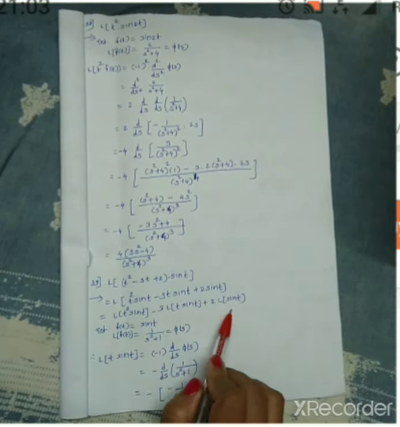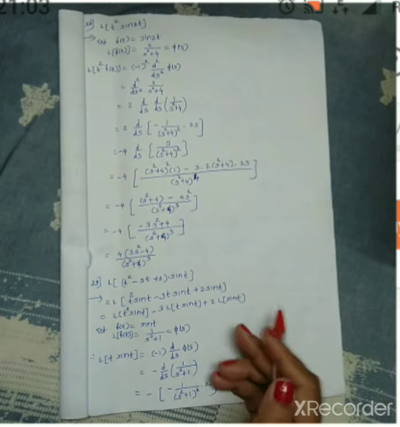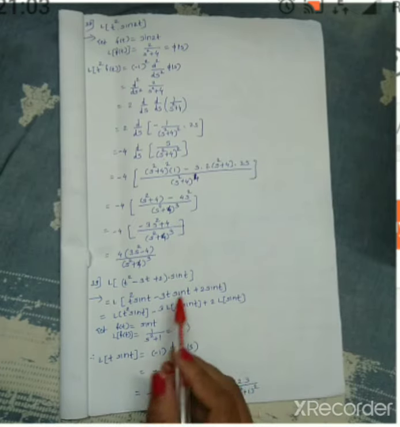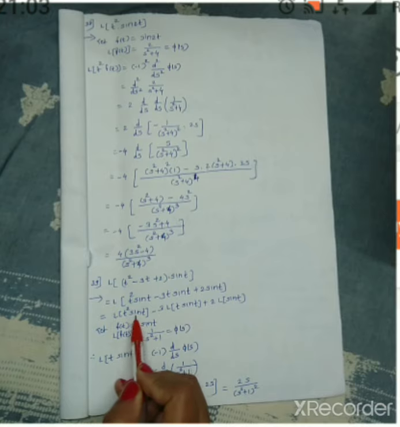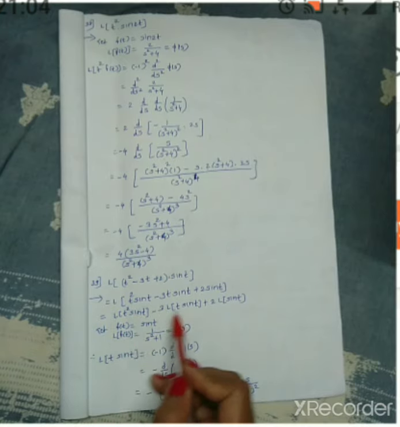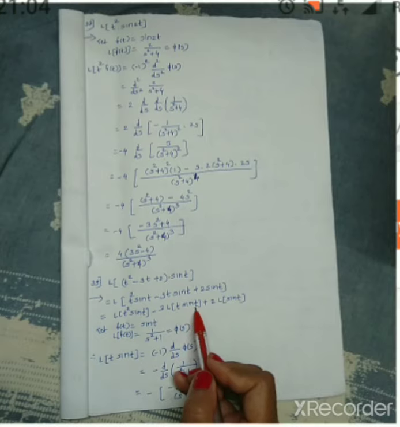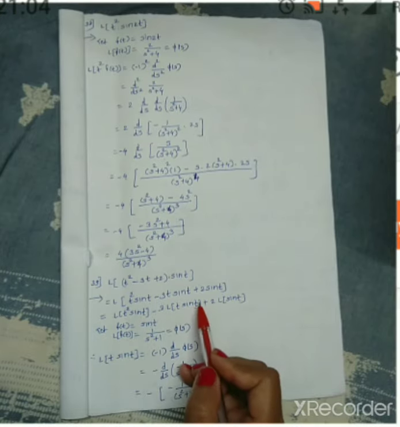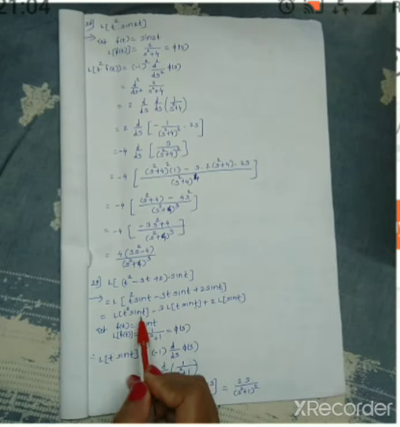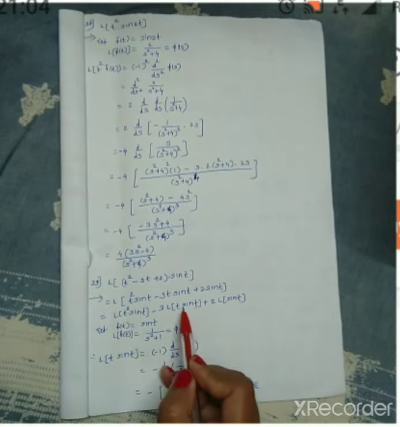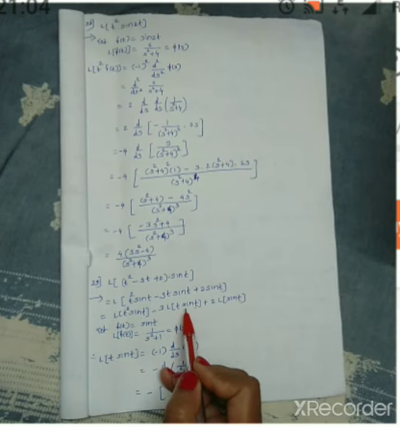Of these three Laplace transforms, this one is only sin t, which is the standard sine Laplace. Here t into sin t, and here t square into sin t. We have to use the multiply by t property in these two examples. If you observe these two Laplace transforms, the function multiplied by t is the same, sin t. That's why we have to calculate the sin t Laplace first.